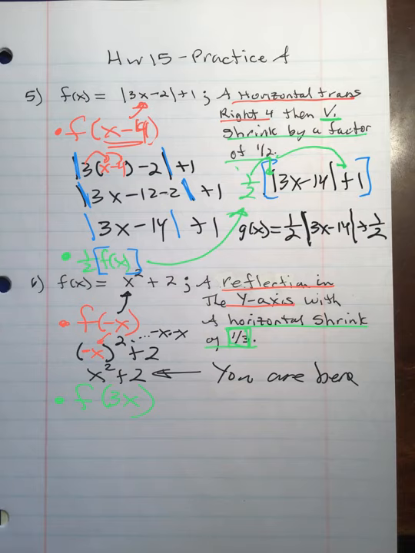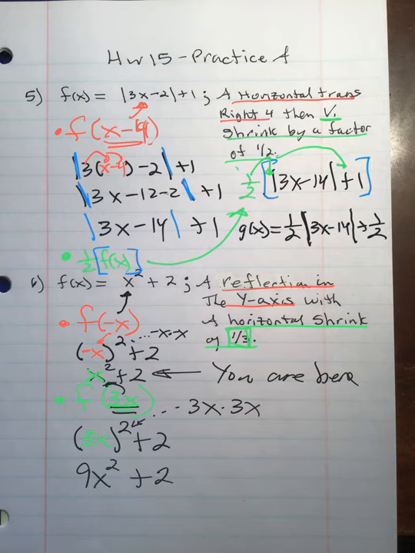Now we can do the horizontal shrink of 1/3 in green. So that means we're going to replace the x where we left off with 3x. So there's where my x squared plus 2 is. And now I'm going to replace 3x where my x used to be, right? So I'm taking my x out and I'm replacing it with 3x. And then I have to simplify. So 3x times 3x is 9x squared plus 2, and that's my new function.